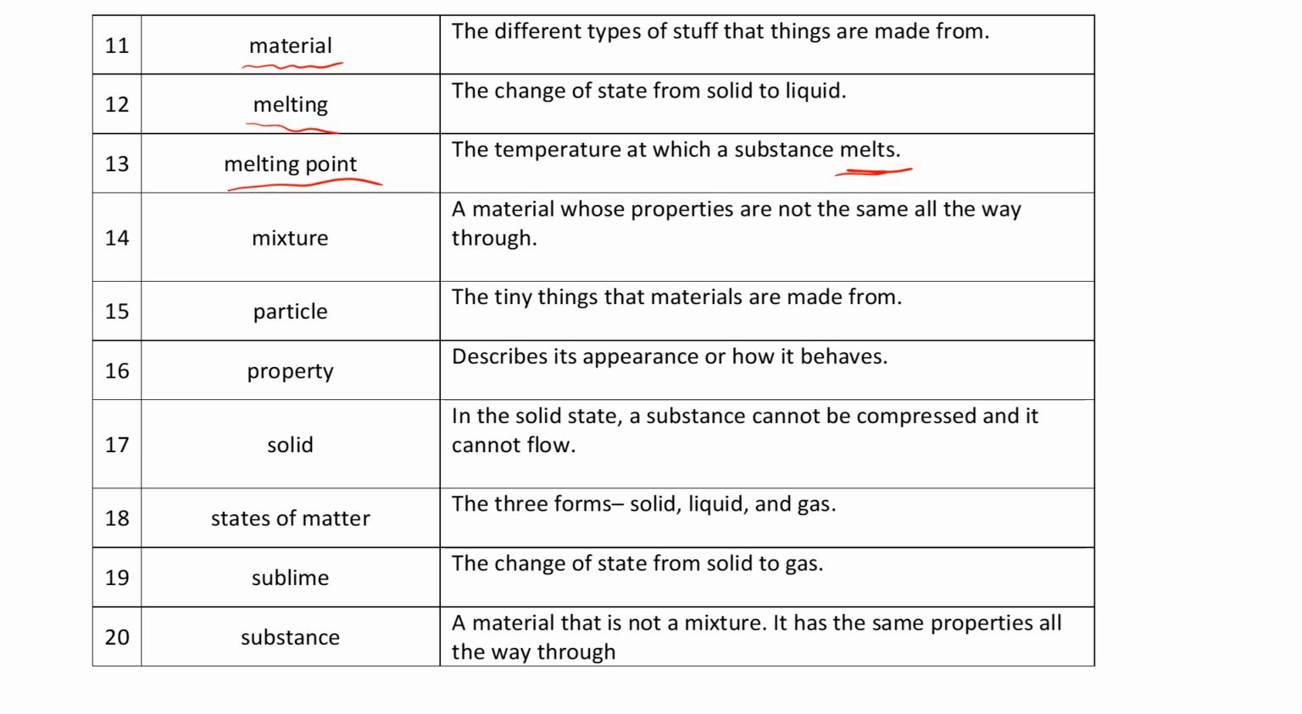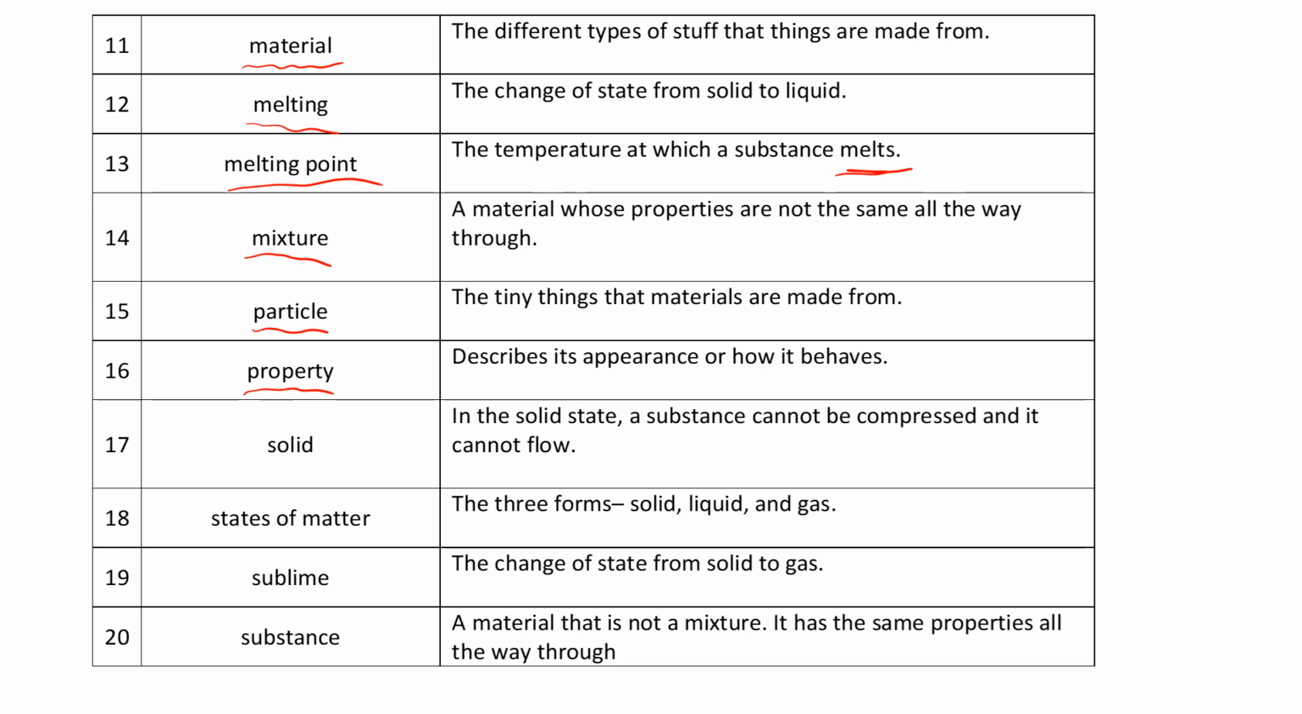A material whose properties are not the same all the way through, so that is when lots and lots of things are thrown in together, that is your mixture. The tiny things that materials are made from, so the smallest things, are your particles, hence the name of the unit. This describes its appearance or how it behaves, is its property.